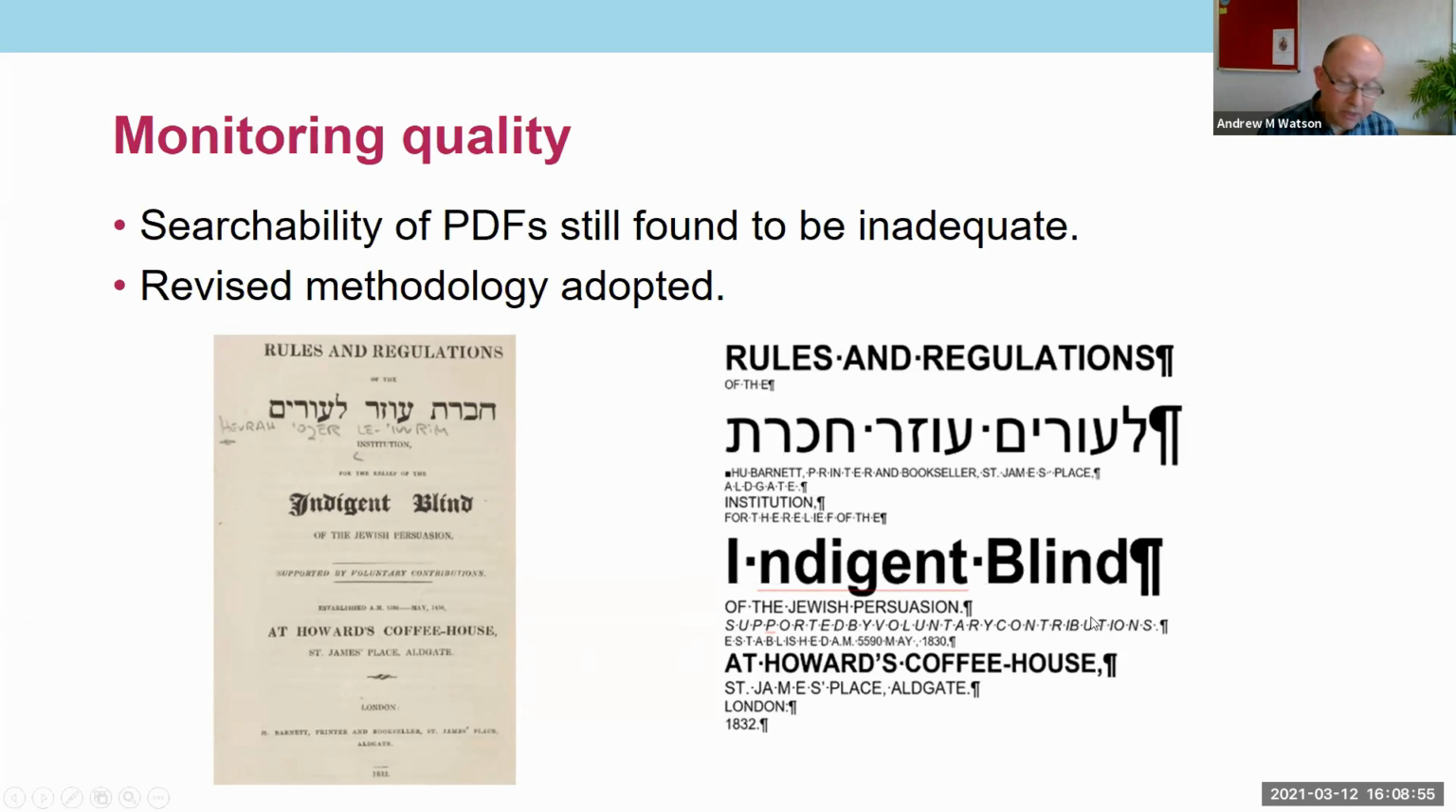And spacing can be seen, for example, in the word printer and in the address of the printer, and under the word indigent blind, practically every letter has a space in the text supported by voluntary contributions. And there's also a space, as you've spotted, in indigent blind there.